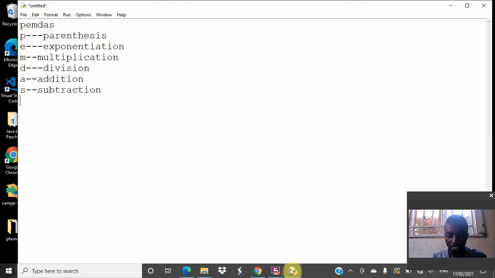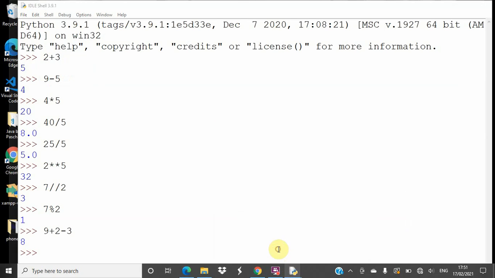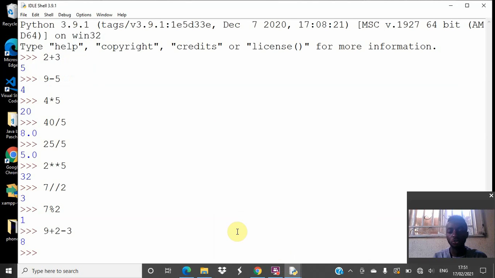Now for the basic operation, like the one we are considering at the moment, whenever you have addition and subtraction in an expression only, the operation is done from the left hand side to the right hand side. So in this case, it is actually 9 plus 2, which gives us 11. Then 11 minus 3 gives us 8. So that is what happens when you have minus and plus combined together in an expression. So Python evaluates it by carrying it out from the left hand side towards the right hand side. This is because addition and subtraction are on the same level of precedence.